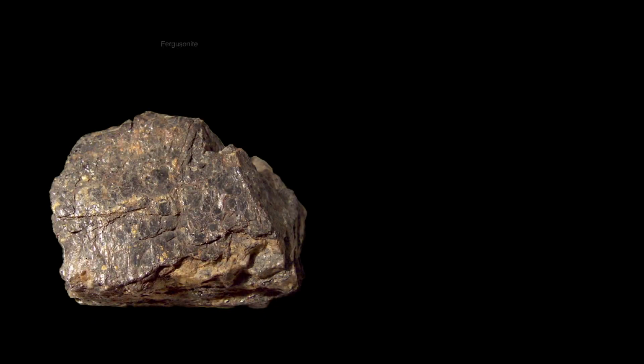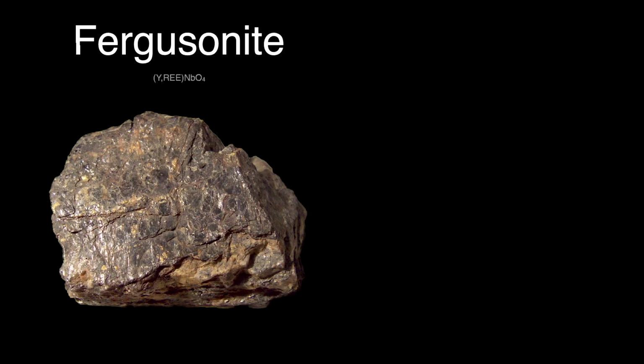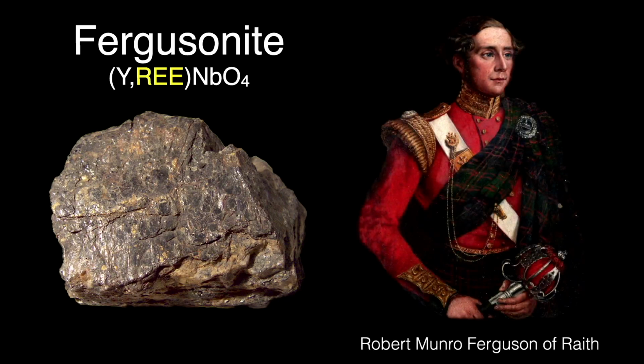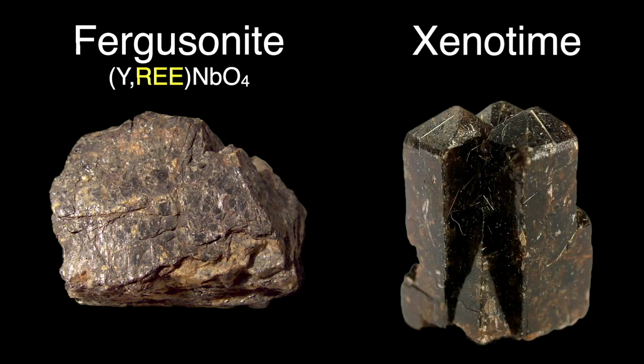First is fergusonite, which is a yttrium niobate mineral which might contain other rare earth oxides, here shown as REE for rare earth elements. This was named after the colorful Robert Monroe Ferguson of Raith, who was an amateur in mineralogy. Another rare earth-containing mineral has the coolest name, xenotime. This is normally a yttrium orthophosphate, but other elements can take the place of yttrium, including the element dysprosium.